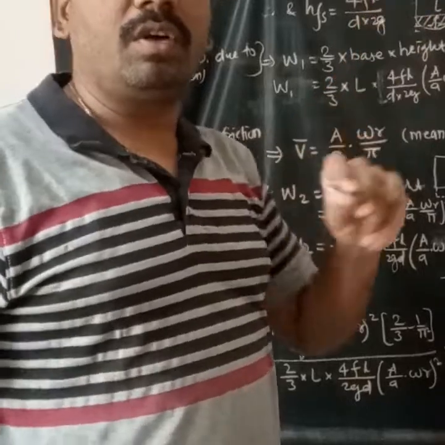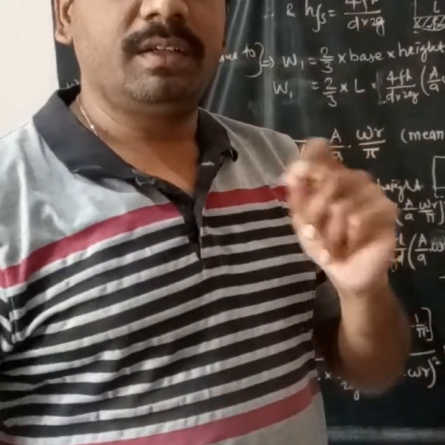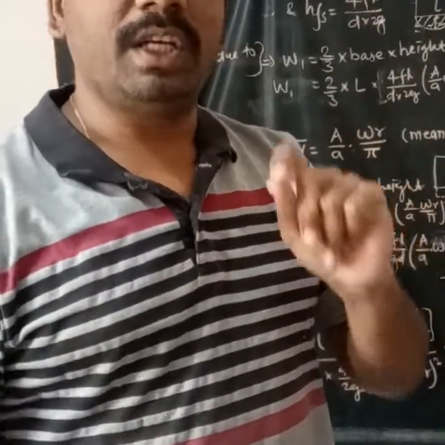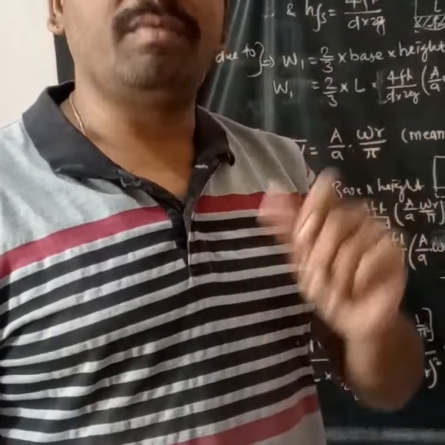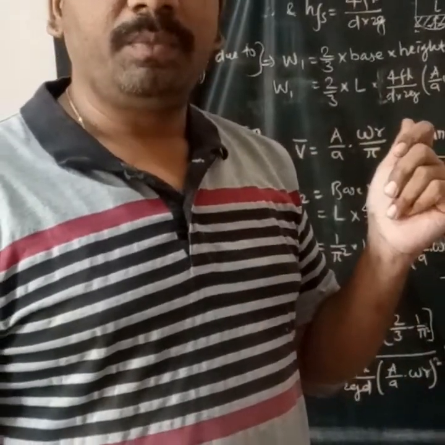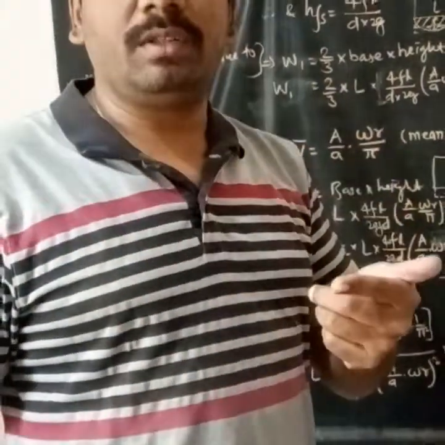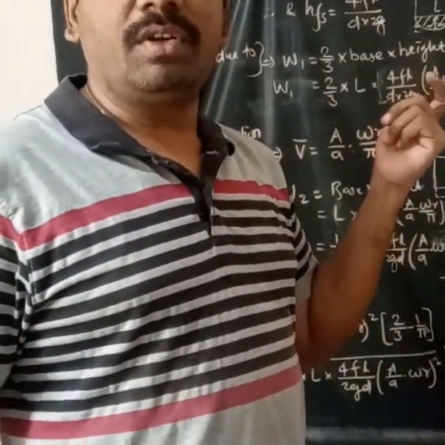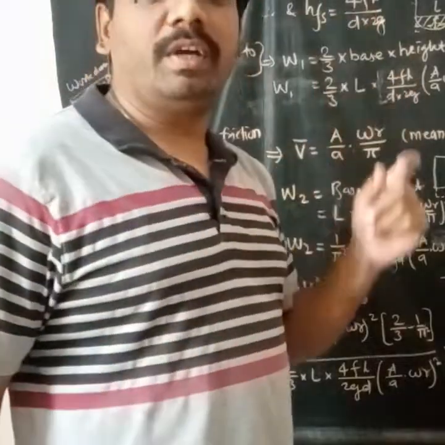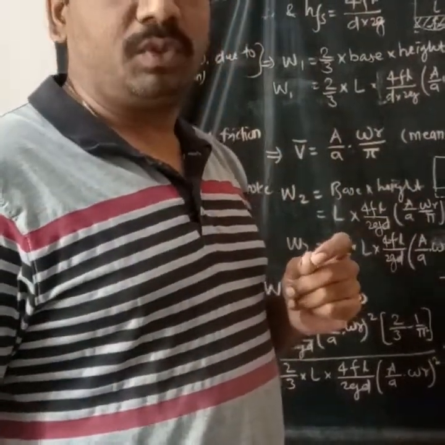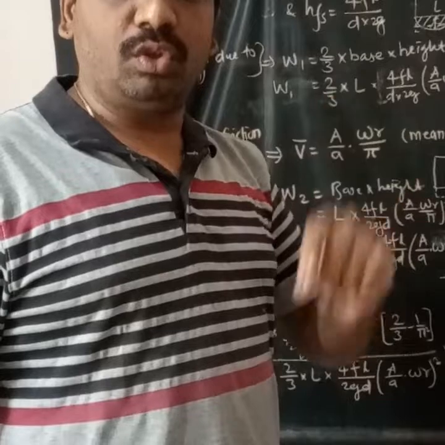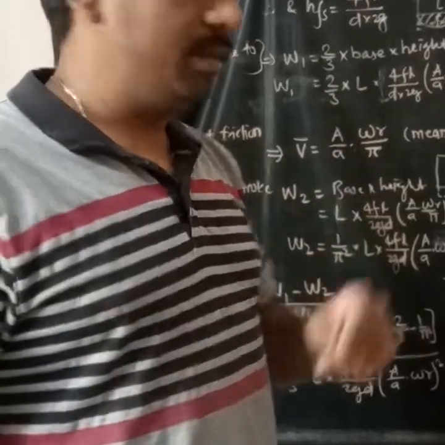Initially we calculated the linear displacement x, so x equals r minus r cos theta, and from that equation we got the velocity, that is the rate of change of displacement. That velocity is represented by A by a omega r sine of theta. So this is the velocity of the flow through a pipe, suction pipe or delivery pipe.